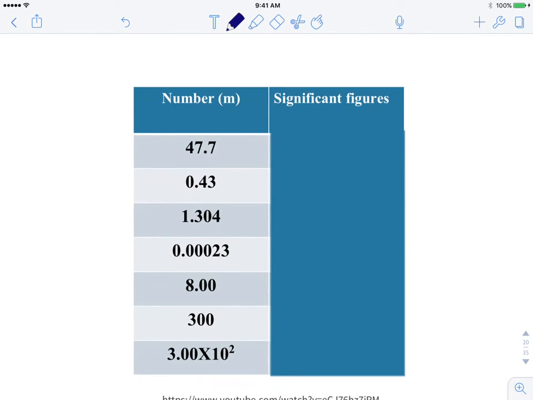So go ahead, pause the video, try this out, tell me how many significant figures there are. I'll do one with you. I'll pick this one here. I look at this one, there's a decimal present. So I count from the left side of the number. The first number is not 0. I count 1, 2, 3. This should have 3 significant figures.